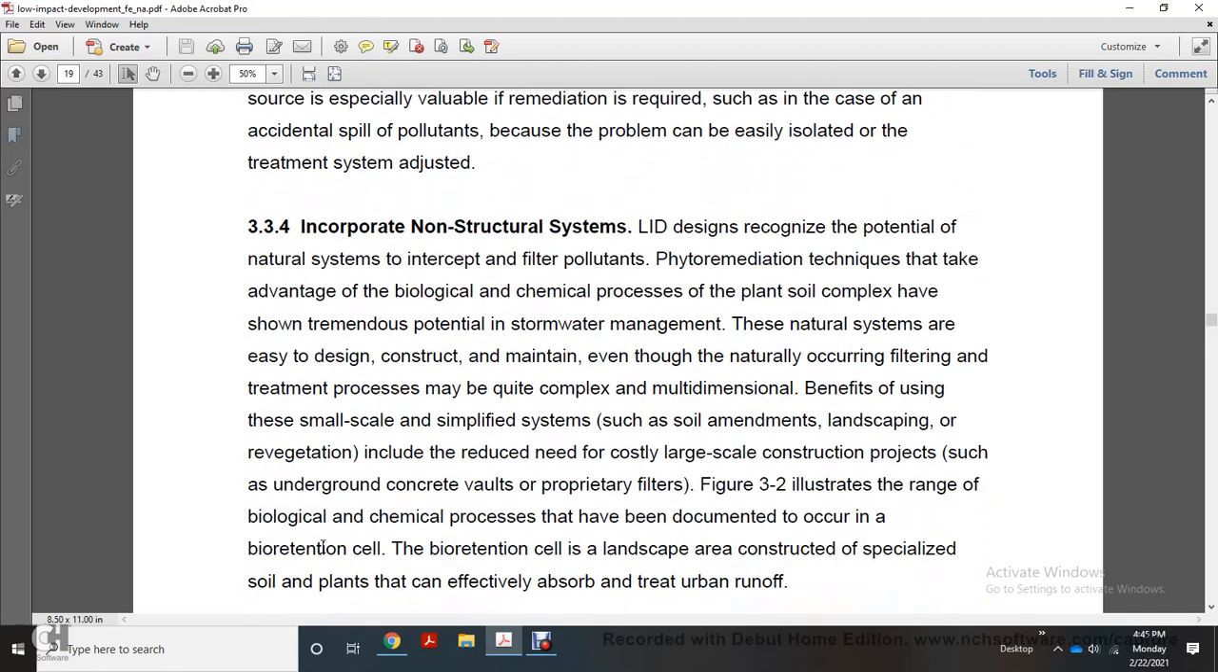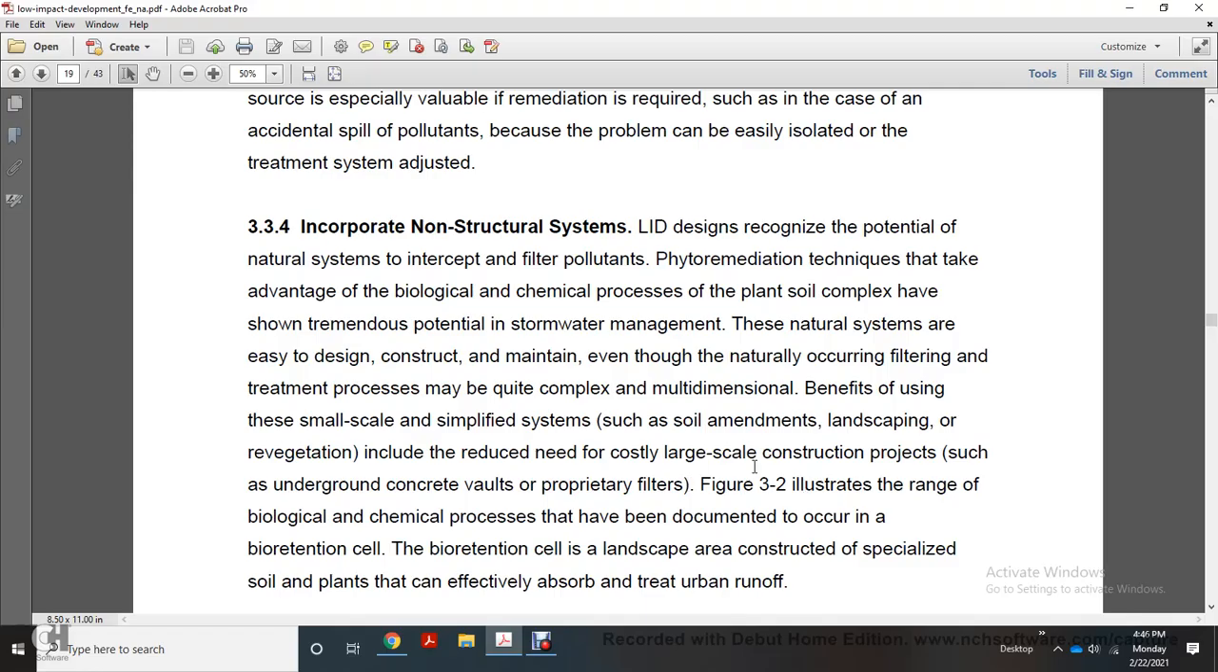Incorporate non-structural systems. Low impact development design recognizes the potential for natural systems that intercept and filter pollutants. Phytoremediation techniques have taken advantage of the biological and chemical processes of the plant-soil complex and have shown tremendous potential in stormwater management. These natural systems are easy to design, construct, and maintain, even though the naturally occurring filtering of the treatment process may be quite complex and multidimensional. Benefits of using small-scale simplified systems such as soil amendments, landscape, and revegetation include reducing the need for costly, large-scale construction projects such as underground concrete vaults and proprietary filters.